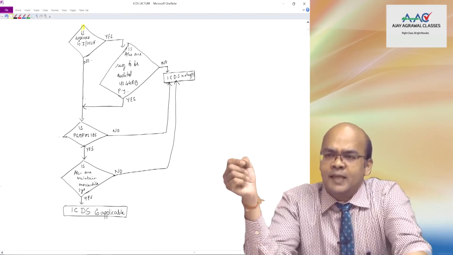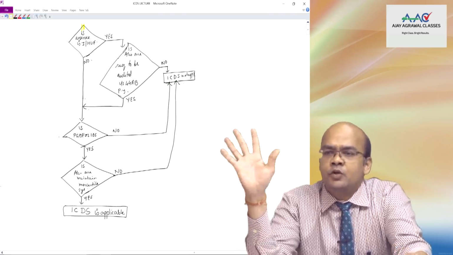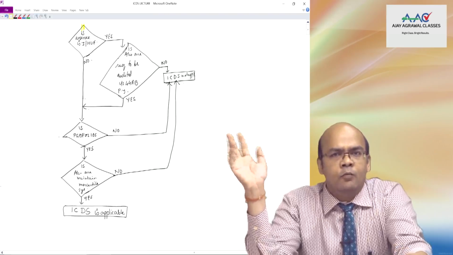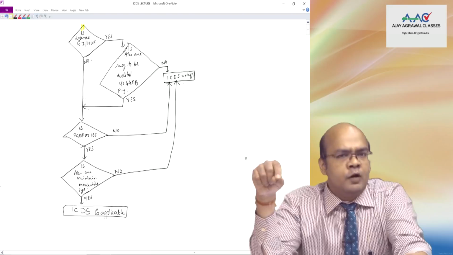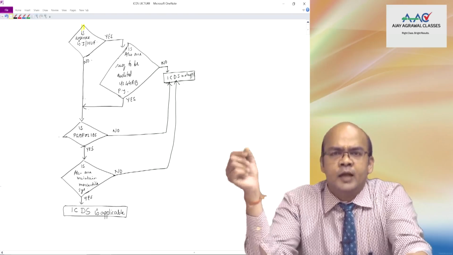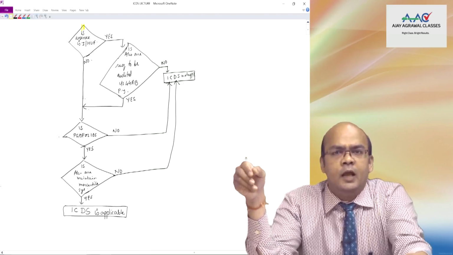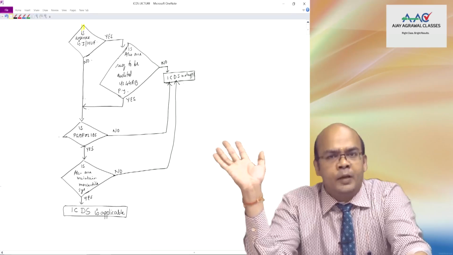So can I say, those who are offering the income on presumptive basis, ICDS is not applicable. Fine. Why? The requirement of maintaining books of account is not there. If maintaining books of account is not there, there is no question of mercantile or cash basis. So in that case what will happen? 44AD, 44ADA, 44AE, ICDS will not be applicable.